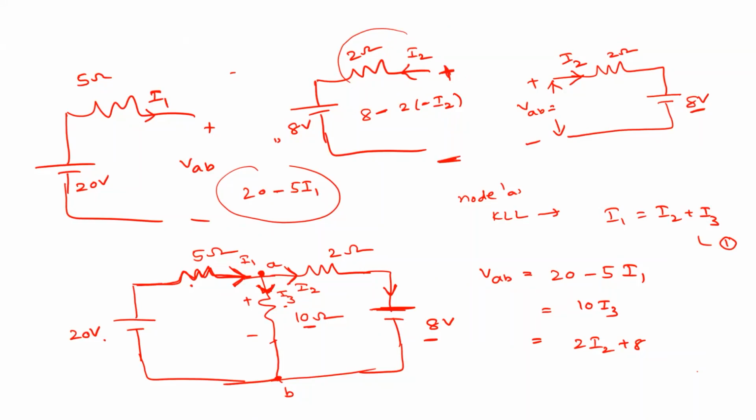See here, this voltage is equal to this voltage minus this drop, right? Agree? Yes, sir. So here also, this voltage is equal to minus this drop. But the current is in the opposite direction. So that's why you have 2I2 plus 8.